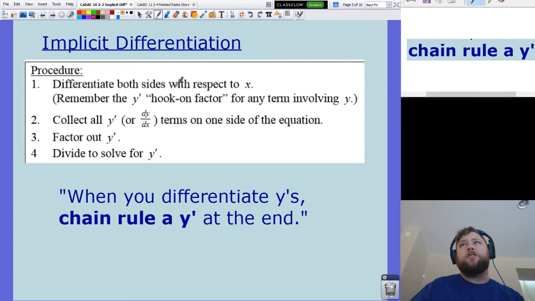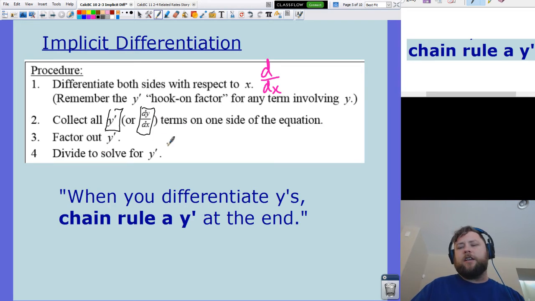You have to differentiate everything with respect to x. That means you're doing d/dx on both sides, which is just what you normally do. Then, if we want to solve for y prime, we collect all the y prime terms on one side. Sometimes it's easier to write y prime than dy/dx because it's less work. Then we factor out the y prime and divide.